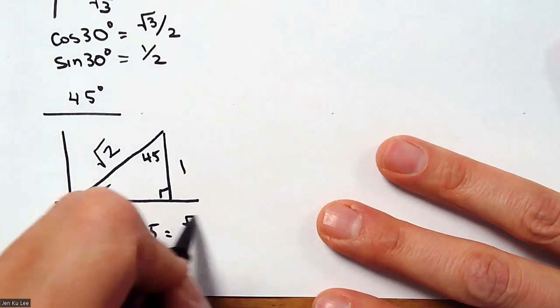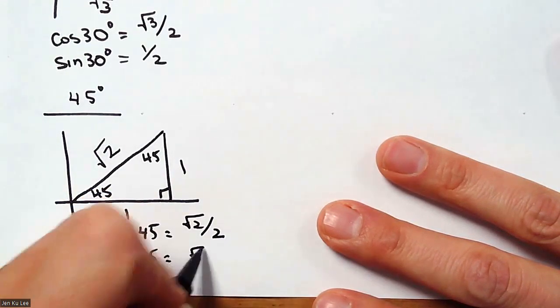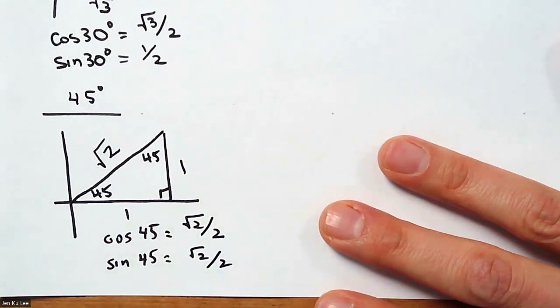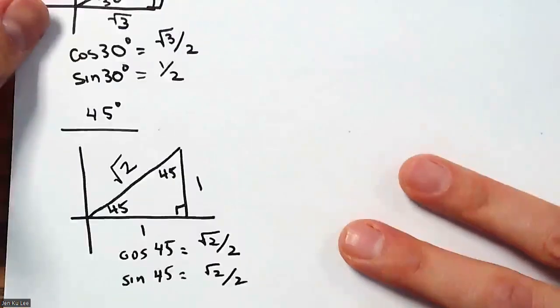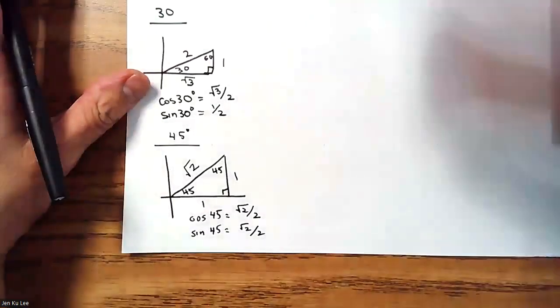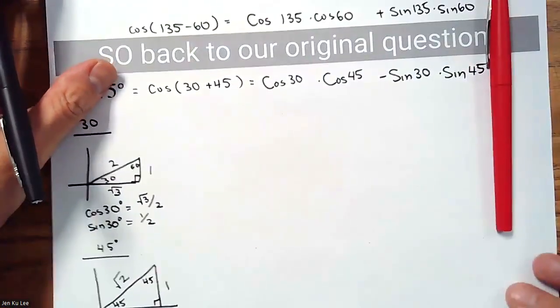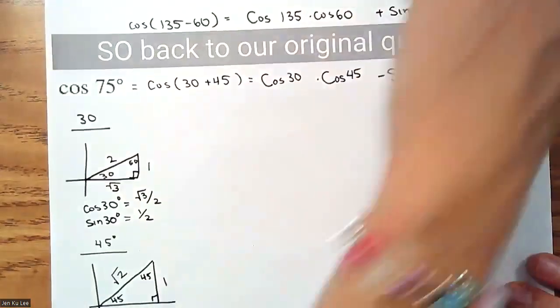Radical 2, square root of 2 over 2. They're both the same, right? Square root of 2 over 2, right? So that's it. And now we just have to plug it in and see what we get.